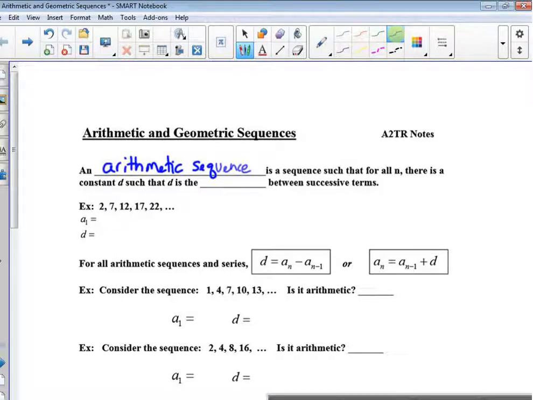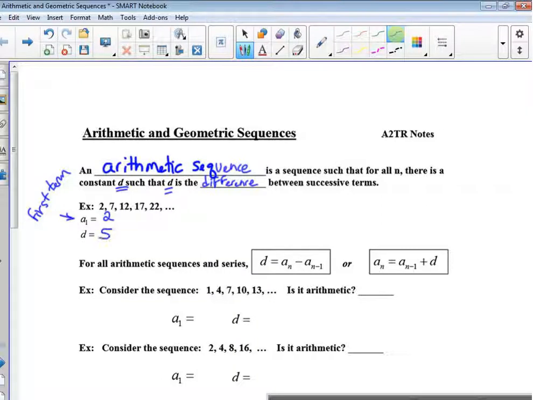is a sequence such that for all n there is a constant d, this is important, such that d is the difference between successive terms. So a sub 1 always will mean the first term in our example, and so the first term would be 2, and d is the difference between any two of the terms. 7 minus 2, 12 minus 7, 17 minus 12, they are all 5.